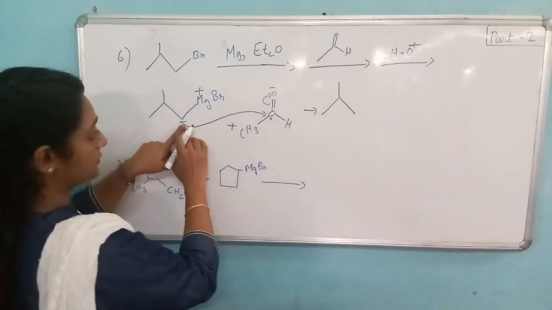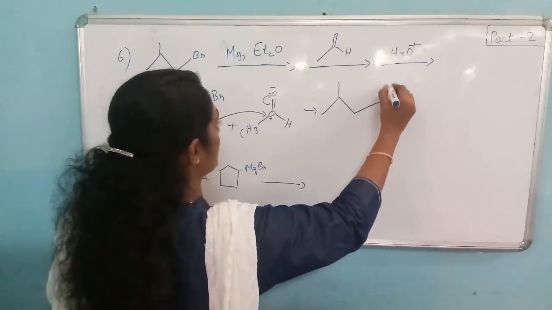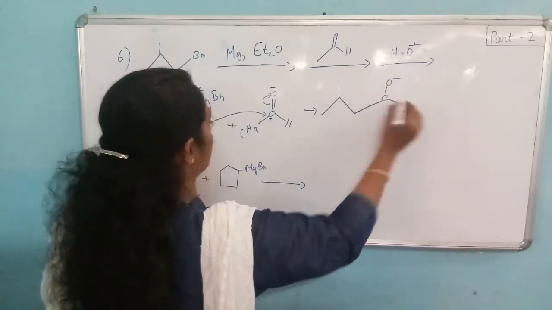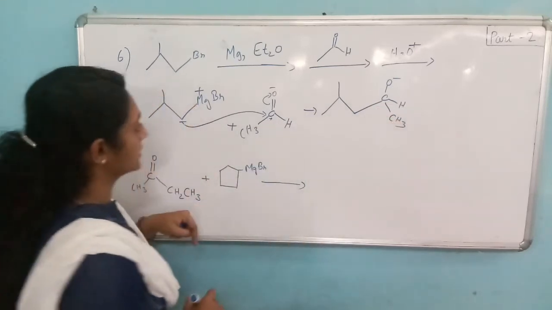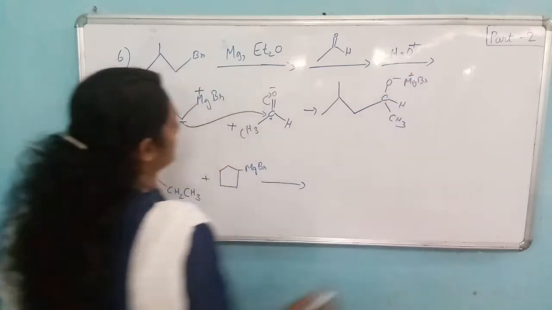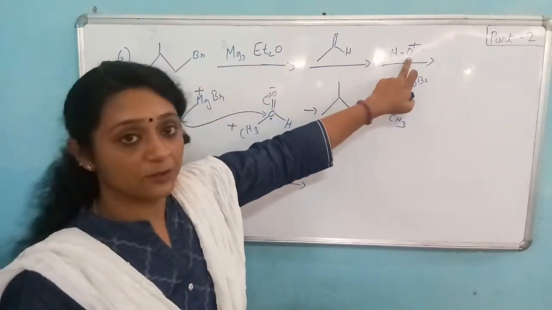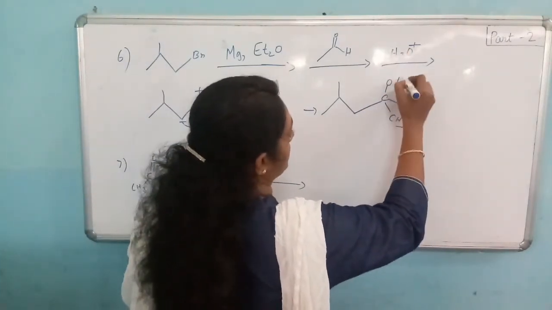We get this carbon attached to the carbonyl carbon: C, O minus, H, and a CH3 group is present. Okay, and MgBr comes here. The next process is hydrolysis. After hydrolysis, we get the alcohol.